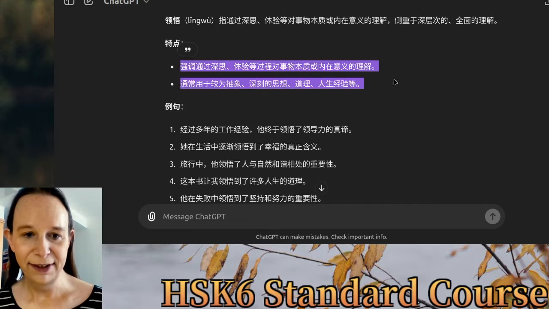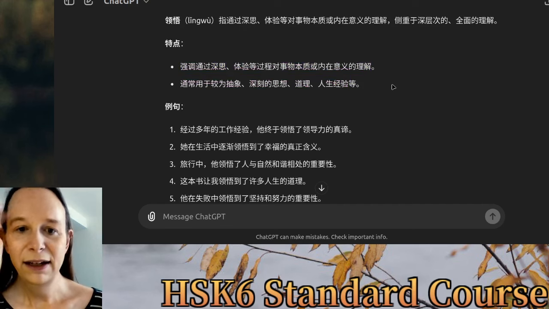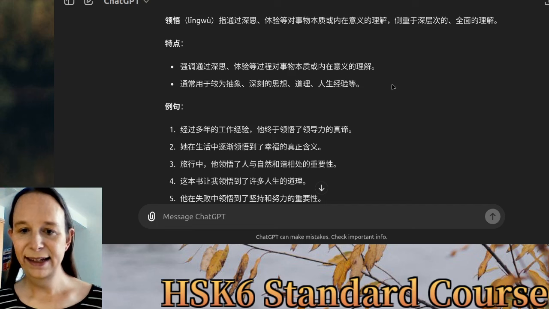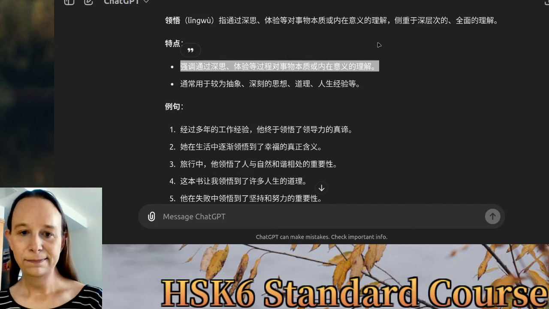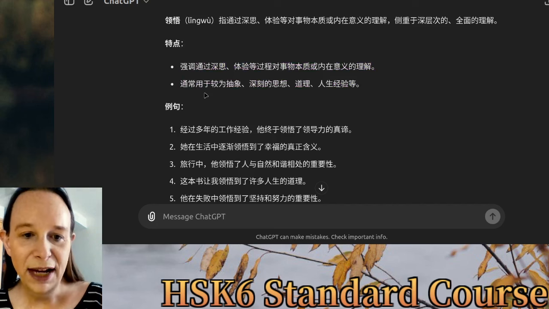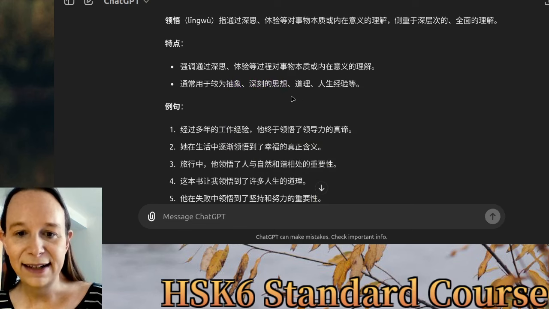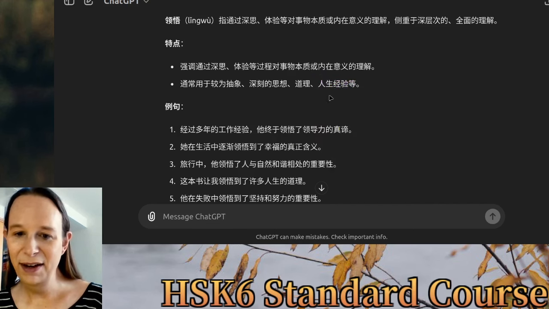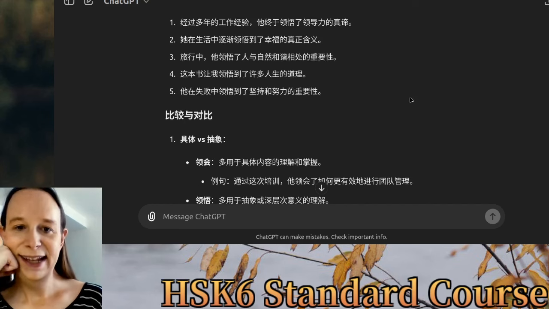领悟. So what's the difference? 强调通常沉思体验等过程对事物本质和内在意义的理解. So 领悟 seems like you're going deeper. 通常用于较为抽象深刻的思想. So it is deeper, more profound, more abstract. 思想道理人生经验. Okay, so the meaning of your personal experiences. All right. So more abstract and a deeper understanding.